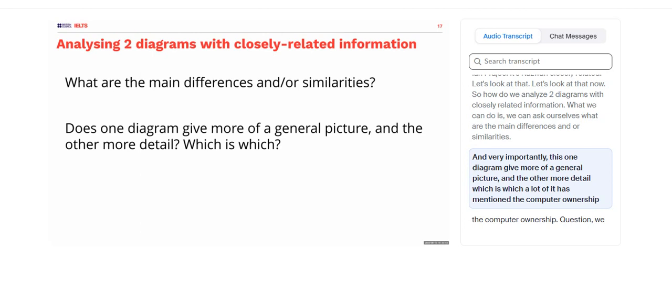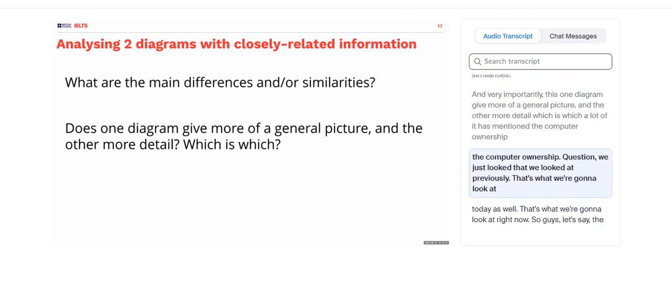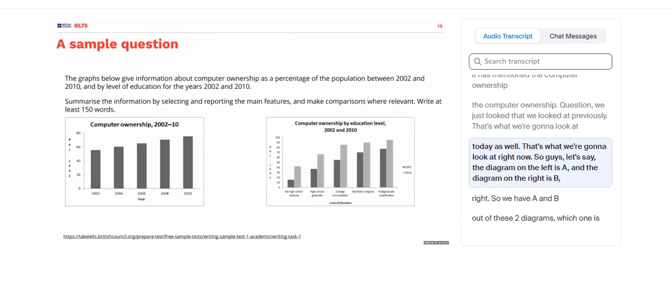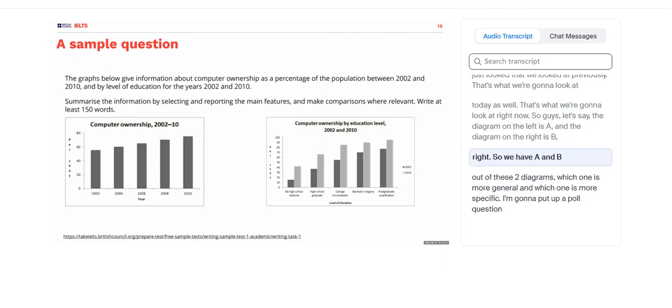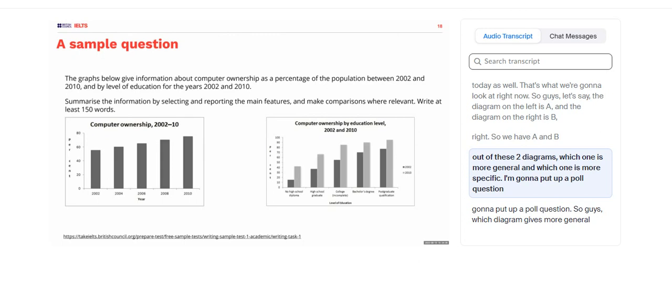Which is which? Ala Abed has mentioned the computer ownership question we looked at previously. That's what we're going to look at today as well. That's what we're going to look at right now. So guys, let's say the diagram on the left is A and the diagram on the right is B, right? So we have A and B. Out of these two diagrams, which one is more general and which one is more specific?